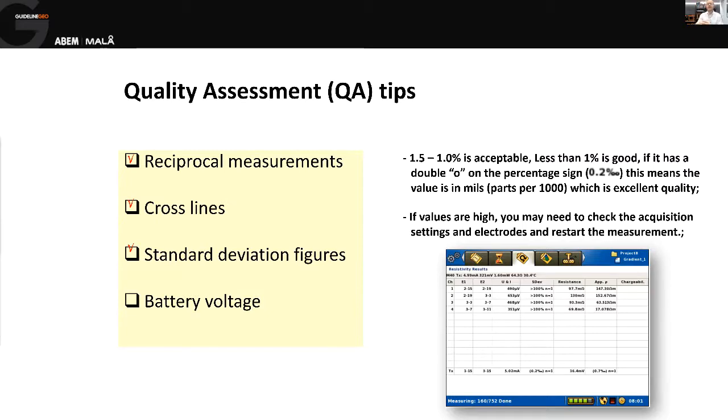If it's bigger, then we need to look at the settings that we've used, make sure that we're using good settings for the environment that we're working in, and then double check our electrodes. Do we need to improve the contact resistance on those electrodes so that we can get more current into the ground?